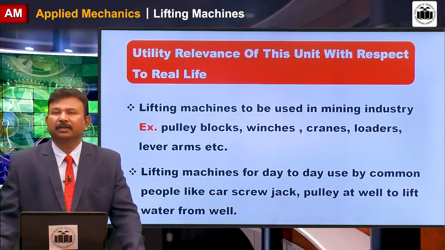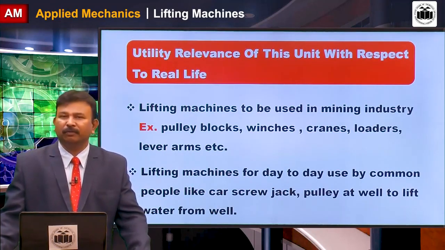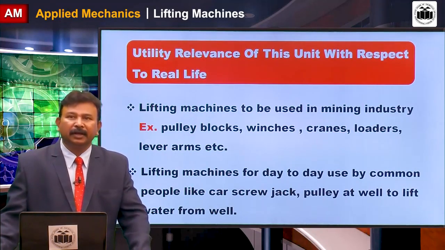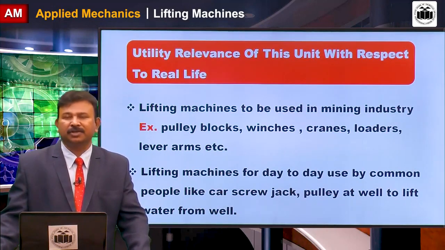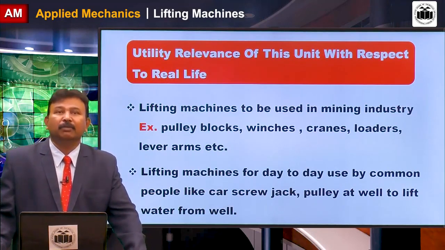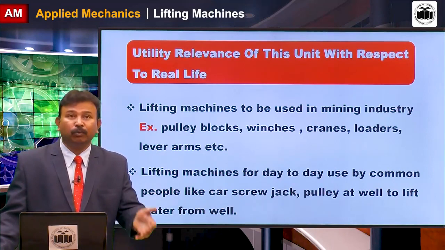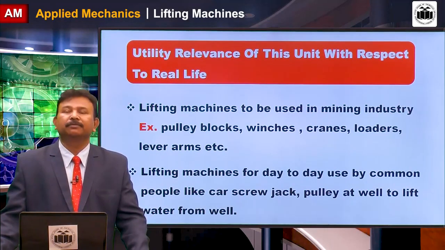Lifting machines are used in the mining industry also, for example, pulley blocks, winches, cranes, loaders, lever arms, etc. In day-to-day life also, we are using a number of lifting machines, for example, a car screw jack or pulleys in a well for lifting water.